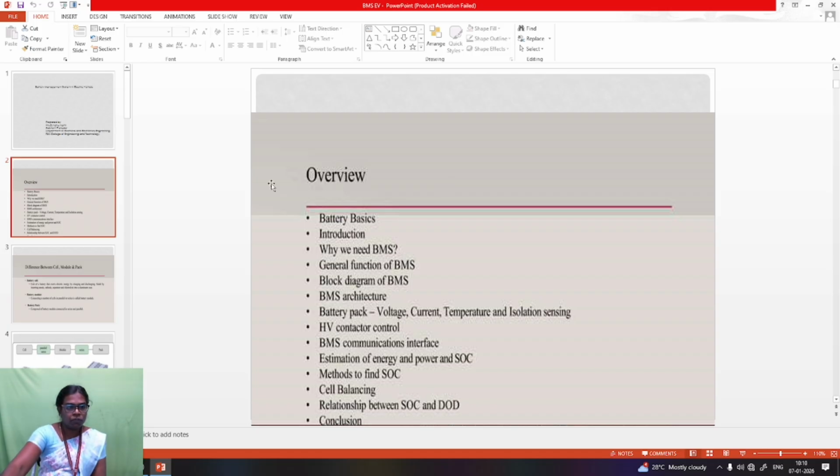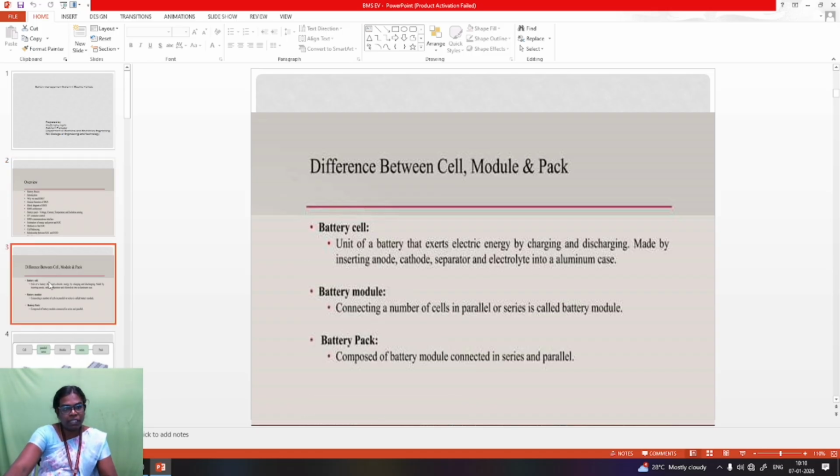Okay. So initially we see the difference between cell, module, and pack. The cell means the battery cell. The single cell is the battery cell. It is the unit of your battery that exerts electrical energy by charging and discharging, made by inserting anode, cathode, separator, and electrolyte in an aluminum case. So this is called a battery cell.